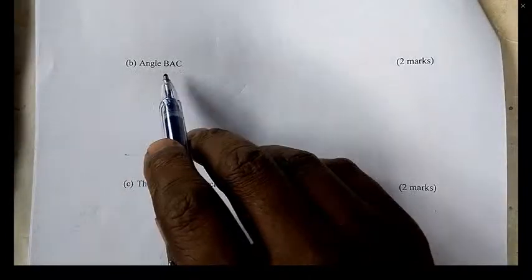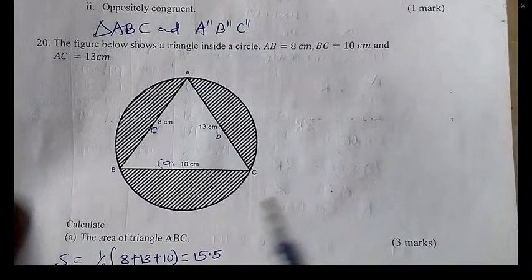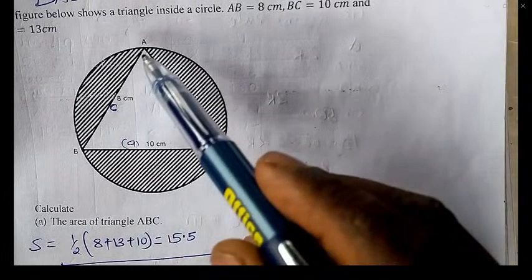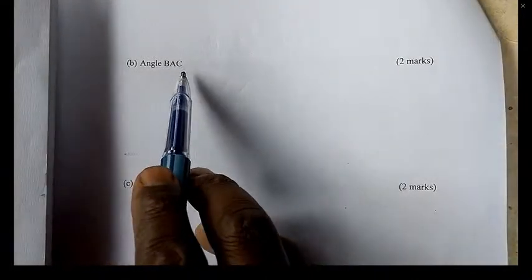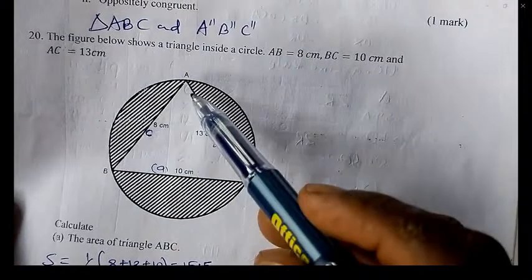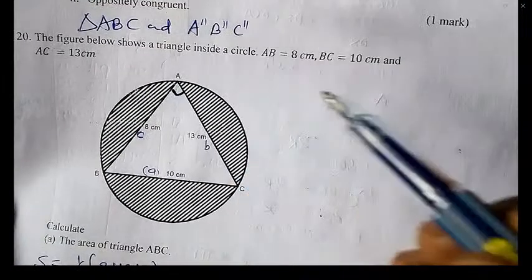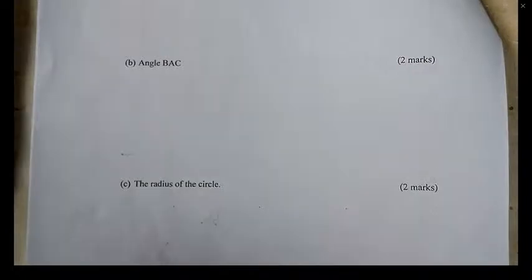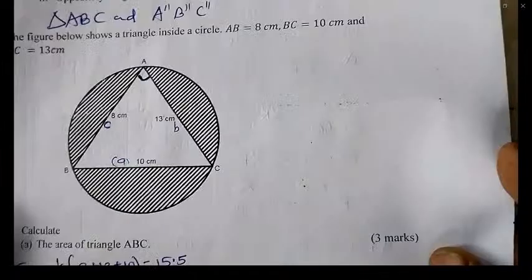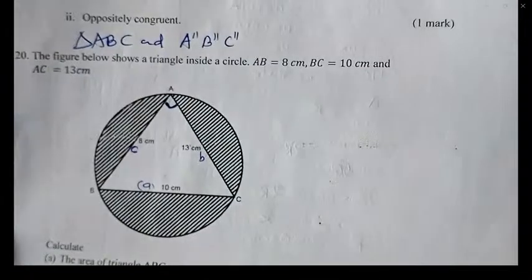Find angle BAC. So we are looking for angle A. So we are going to use the cosine rule to get the angle of this. I hope you know how the cosine rule states.